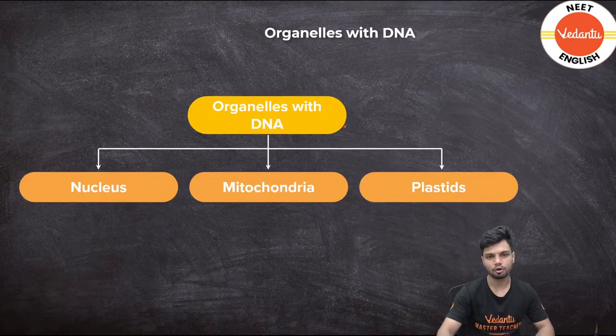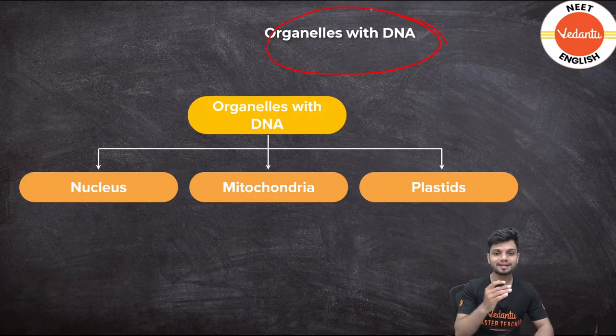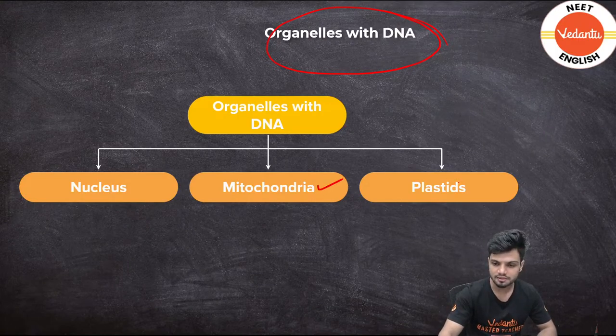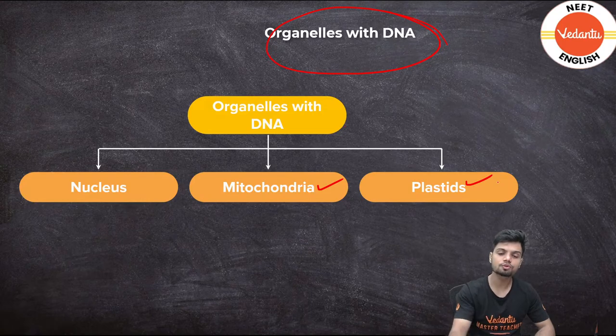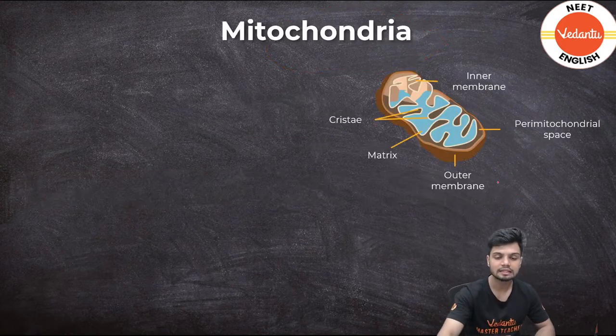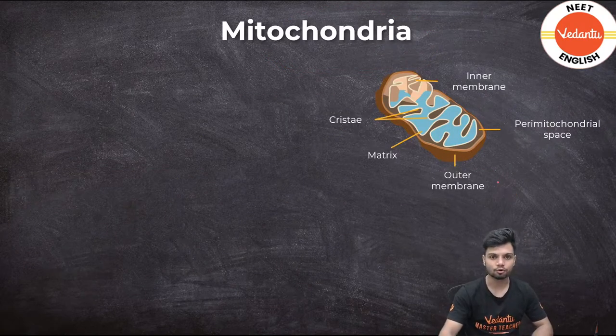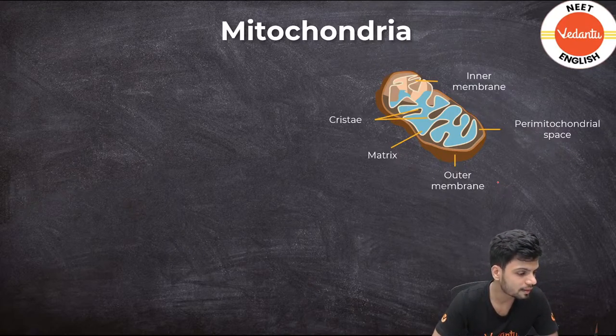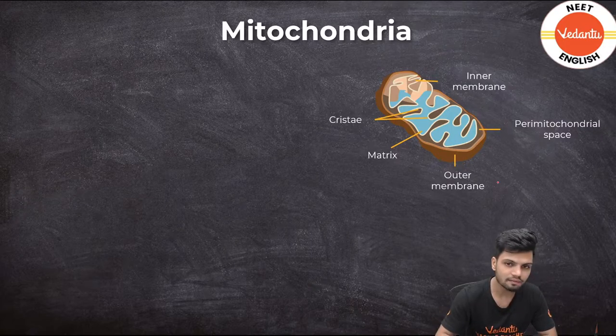Now we come to the organelles with DNA. Yes, unlike your nucleus, there are other organelles which also have DNA, such as mitochondria and plastids. All of those also have DNA. But let's start with the mitochondria now. Vacuole is bound by a single layer. Can we start with the mitochondria now? Mitochondria.